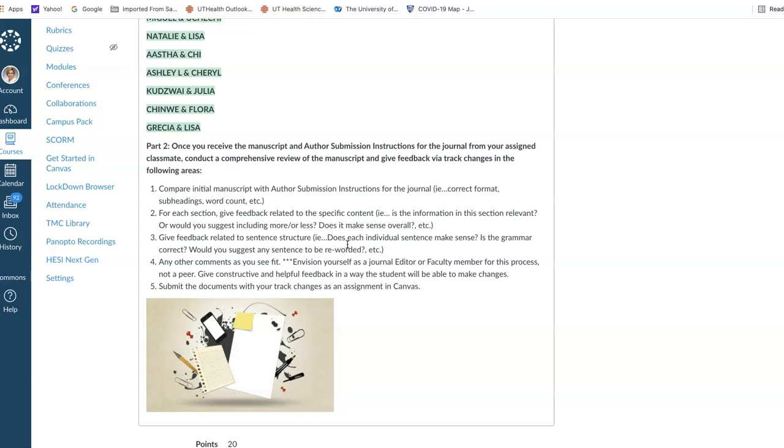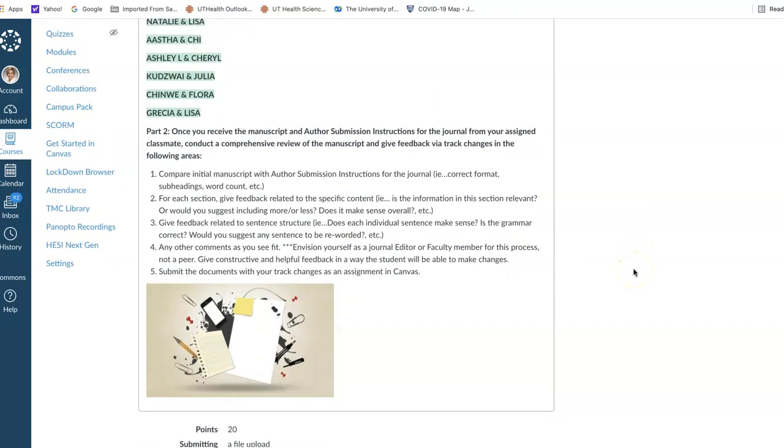So put all of your edits in track changes, and then you can submit it to me here on Canvas, but then also give it back to the person that you reviewed. And then always put, if any of these comments don't make sense, let me know and we can talk and try to explain them, because sometimes that happens too.